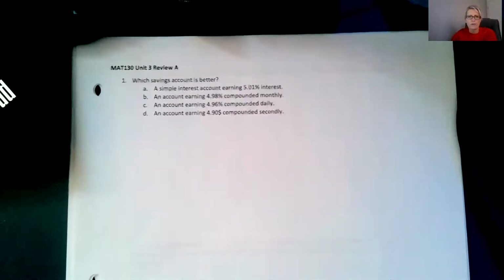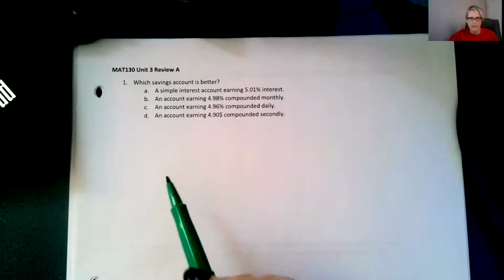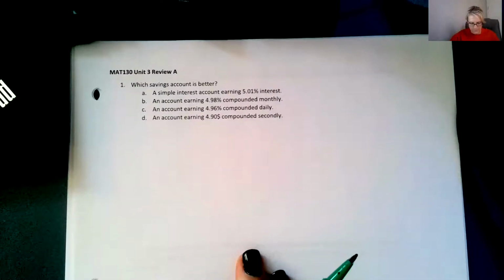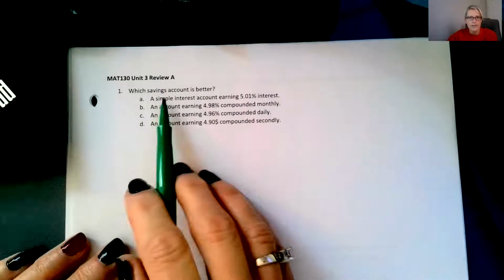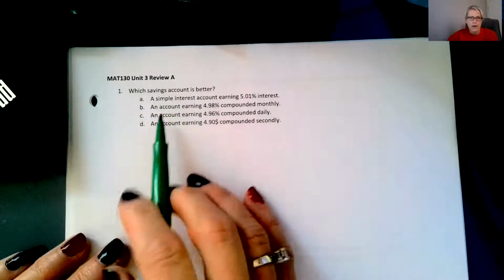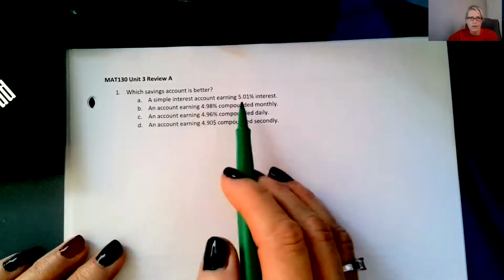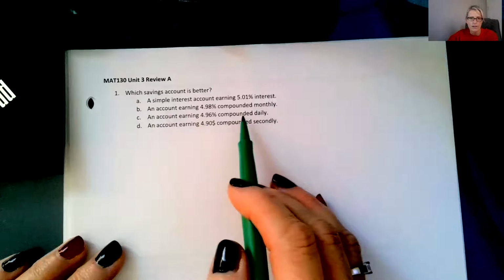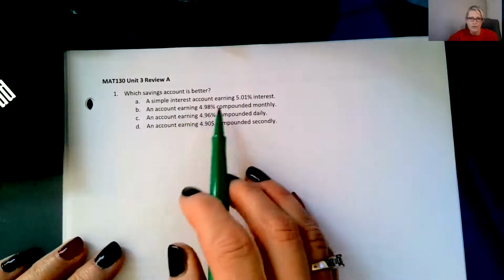I have a few problems from the review B as well that I'll work on as extensions, but this is mainly what I'm going to be doing. So let's start here with number one. It says, which savings account is better? So I gave you a simple account and three other accounts that are compounding monthly, compounding daily, and compounding secondly. And they all have different interest rates.